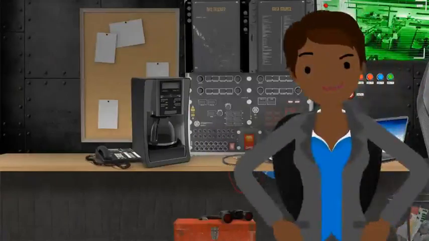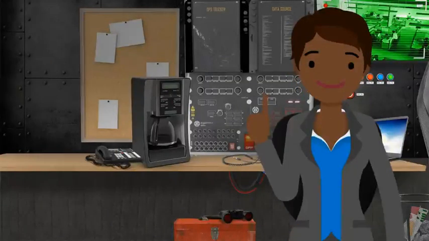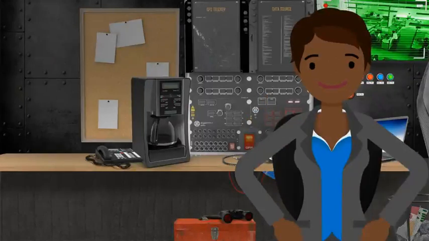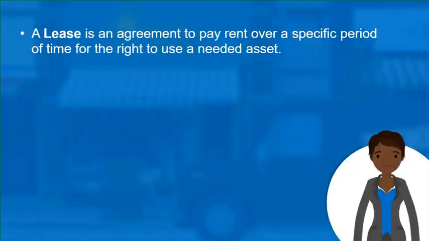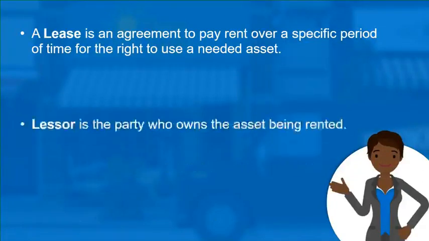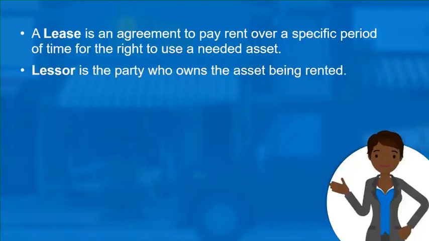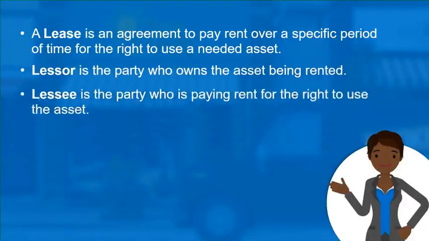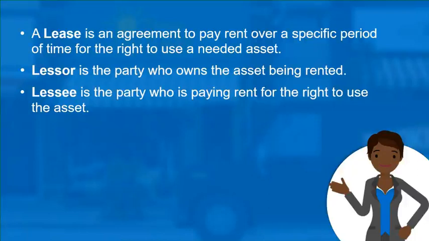The most obvious way for a business to acquire the equipment it needs to run its business is through purchase. No shocker there, right? Well, another way for the business to get that equipment is through leasing. A lease is basically an agreement to pay rent for a specific period of time for the right to use an asset, in this case, a piece of equipment. In a lease agreement, the lessor is the party who owns the asset and is renting it out. The lessee is the party who is paying the rent to use the asset.